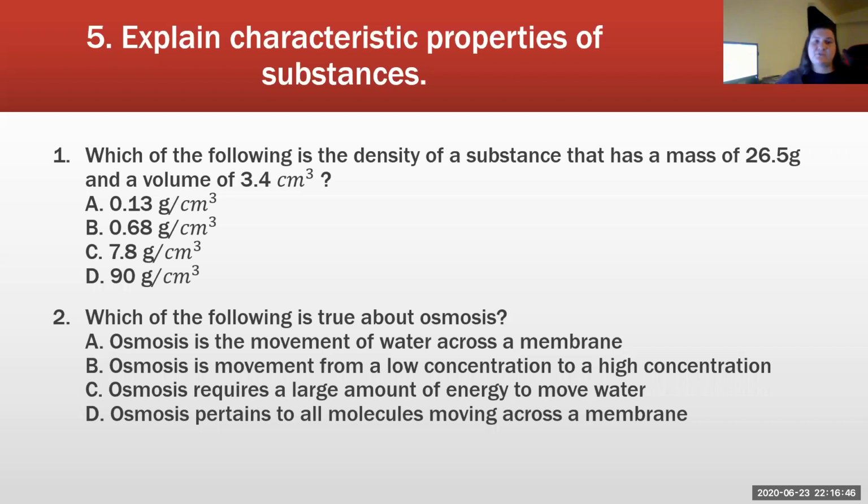Which of the following is true about osmosis? Osmosis is the movement of water across a membrane. Osmosis is movement from a low concentration to a high concentration. Osmosis requires a large amount of energy to move water. Osmosis pertains to all molecules moving across a membrane.